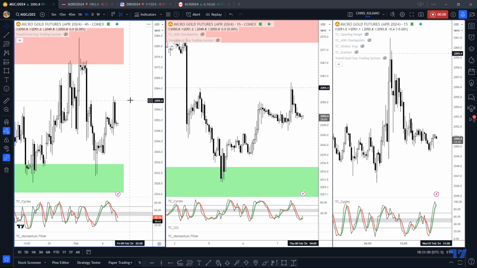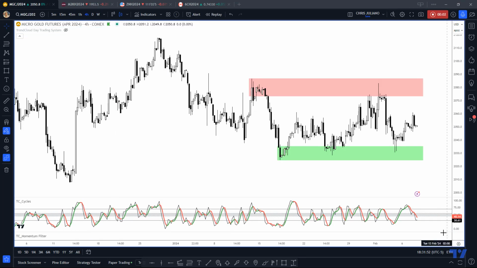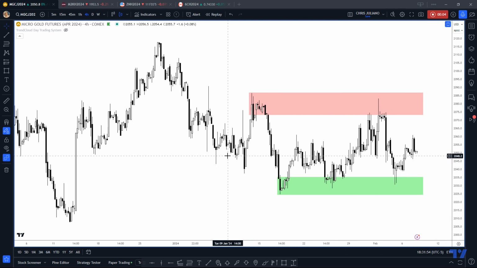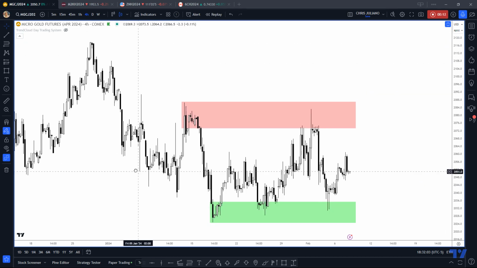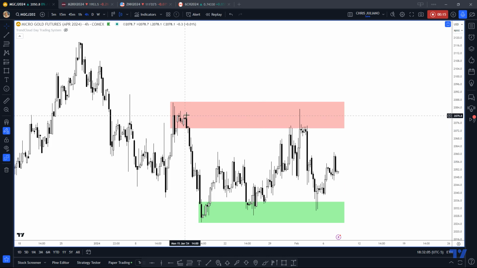I'll show you how to trade gold when it's in a sideways movement. Take a close look at the 4-hour chart. That's the highest time frame that we use on gold in the commodities. Take a look and notice how gold likes to move from its highest point to its lowest point.